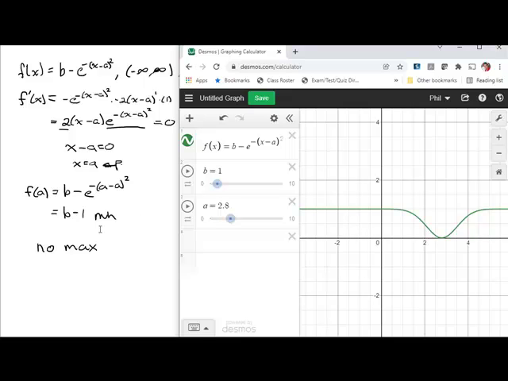So we have a minimum. It occurs at a, and it's equal to b minus 1. That's this right here, our critical point. But there is no max because we have a horizontal asymptote at b, which tells us that as x goes to infinity in the positive or negative direction, the function goes to b.